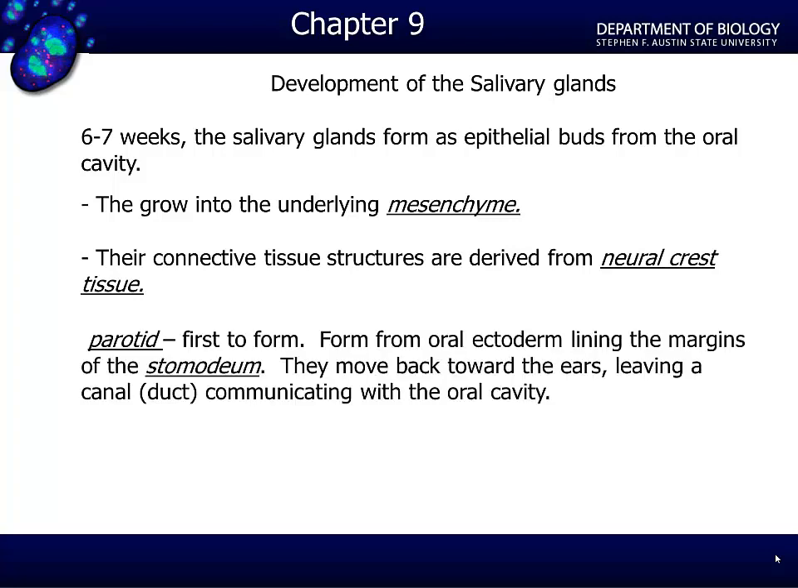Now, the parotid gland is going to be the largest of our salivary glands, and it is the first to form. This one is going to form from the oral ectoderm. This is going to be lining the margins of the stomadeum. And then as this begins to form in this area, you're going to have relative migration of this tissue back from the opening of the mouth toward the temporal part, toward the ears. And as this relative migration occurs, you're going to leave a duct. And this is going to be Stenson's duct that connects the parotid gland with the opening in the oral cavity, and that's going to be just underneath the tongue on either side of the frenulum of the tongue.